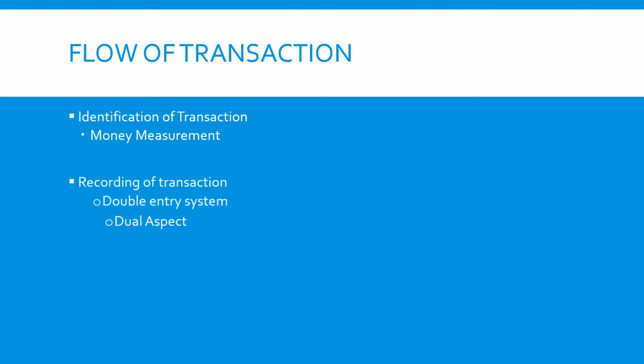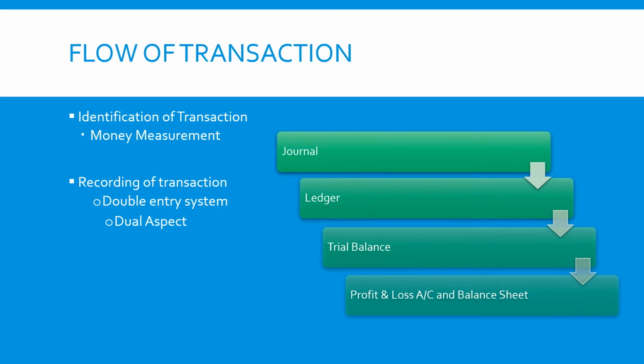The next important concept for recording the transaction is your double entry system, which is related to the other aspect that we had discussed, the dual aspect. Each and every transaction will have two legs to it. One can be assets and one liability, or both can be from assets, or both from liabilities, but it must have two sides for a transaction to be completed and recorded.